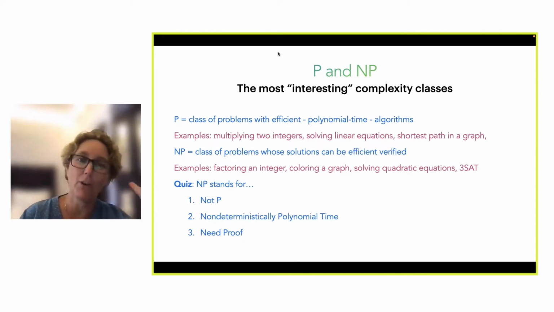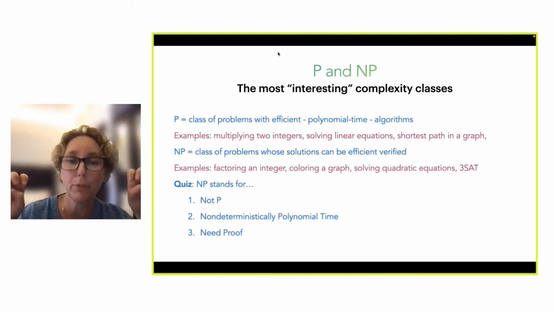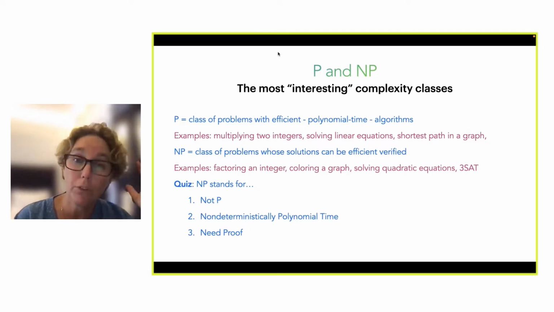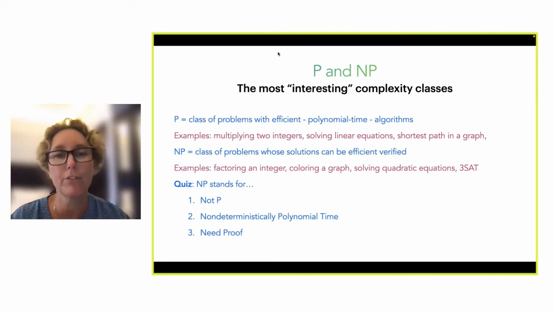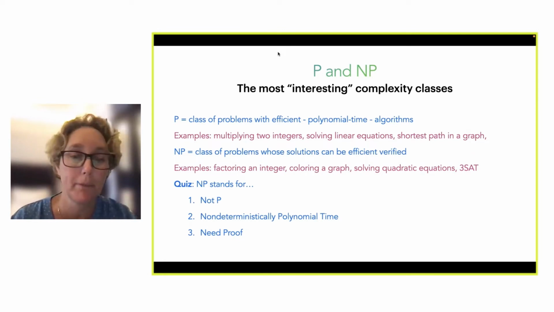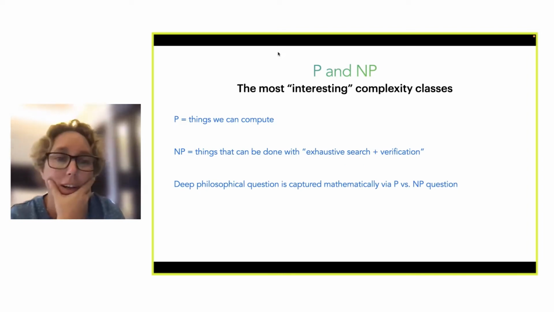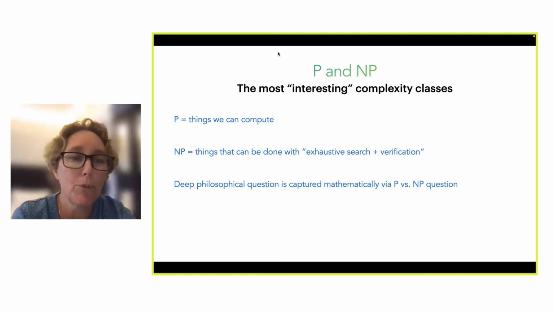But I think that, colloquially, what you should really think about when you think about NP is that these are problems where maybe you need a proof, but if you have a proof, you can check it. So that's a good way to think about NP. Unlike P, where you can actually compute, for NP, you need a proof sometimes.